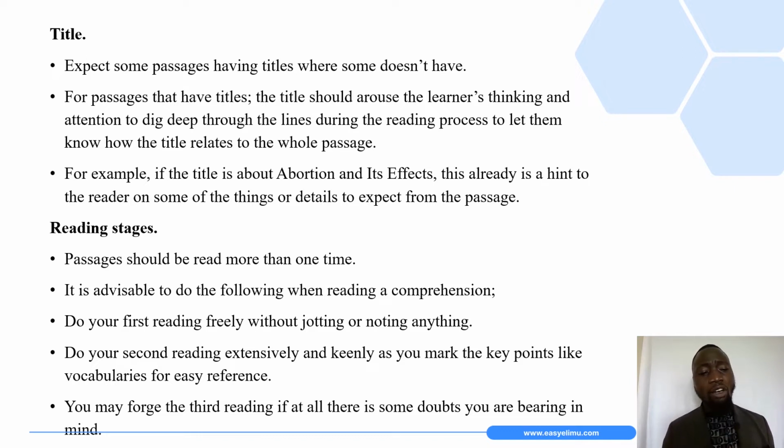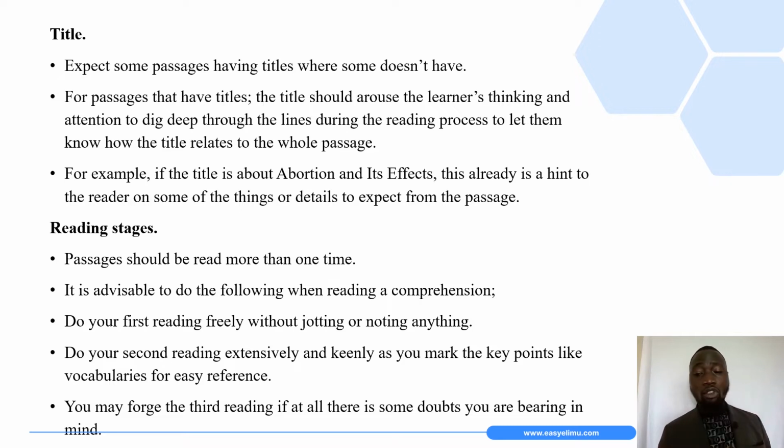Then there is now the second reading that is done extensively and keenly. That is to mark the key points like vocabularies for easy reference. Now, it is in the second reading that you can go ahead and maybe use a pencil to highlight some of the vocabularies or some of the key points that you think are vital for easy reference in future, when you'll now be using the same key points to answer the questions that you are given.